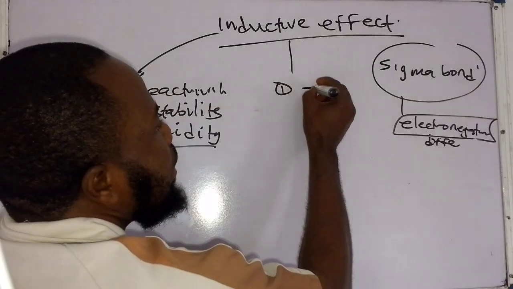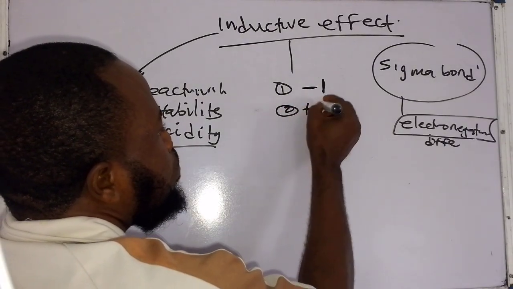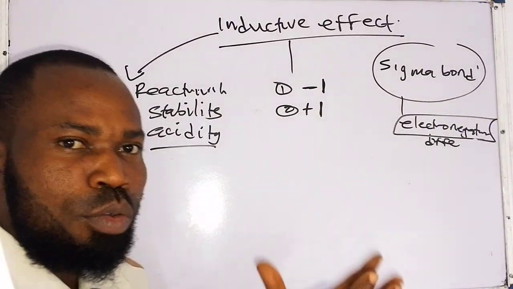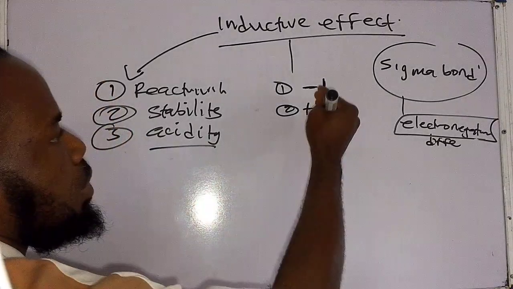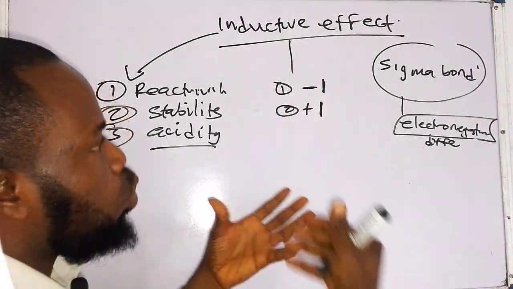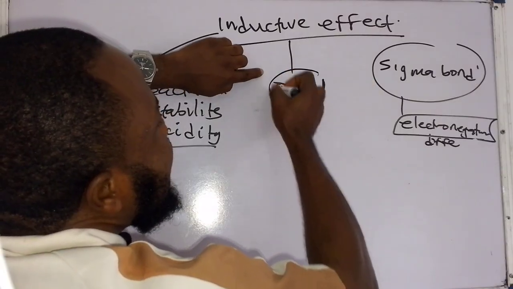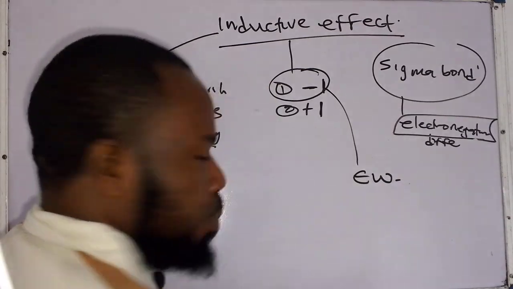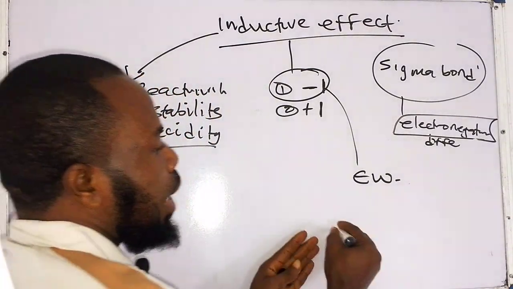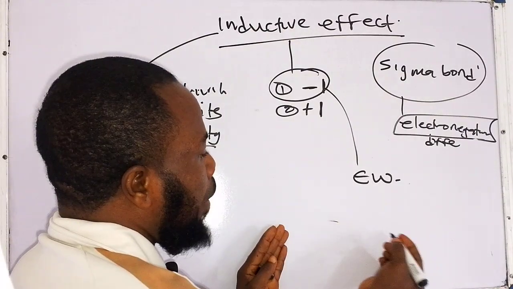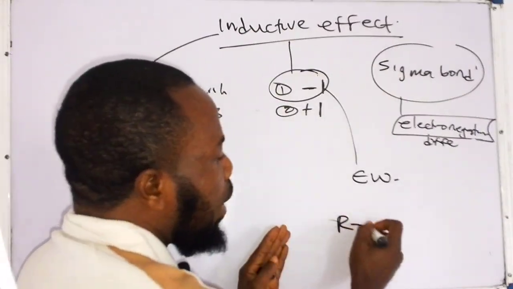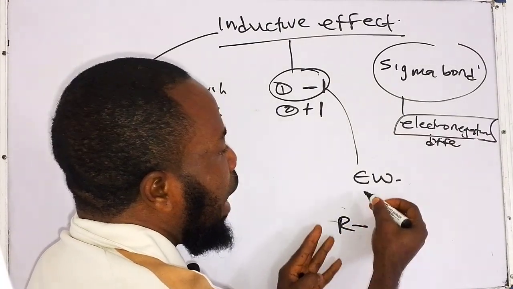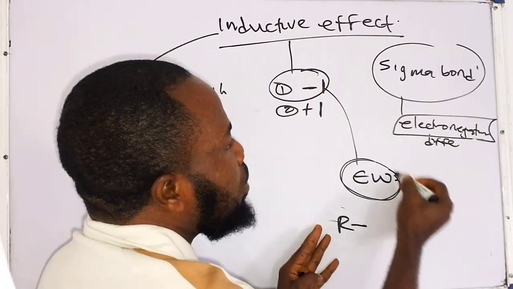We have the negative inductive effect, and of course we have the positive inductive effect. Now, the negative inductive effect has to do with compounds that withdraw electrons. So for a compound to exhibit a negative inductive effect, it is electron withdrawing. What do we mean by electron withdrawing? If I have an organic compound, let's say the arrow is an organic compound, any compound, element or species that tends to withdraw electrons from the organic compound is said to be electron withdrawing.